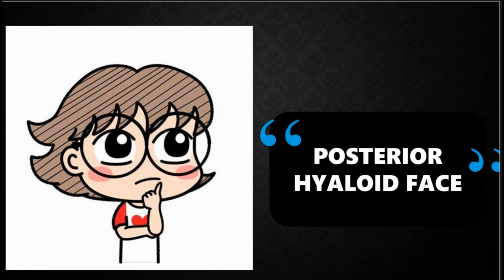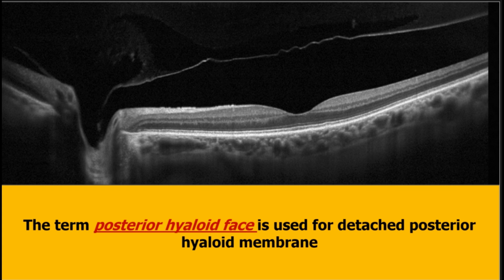Now, you might be thinking what exactly is meant by the posterior hyaloid face. The term posterior hyaloid face is actually used for the detached posterior hyaloid membrane. When the posterior hyaloid membrane, which is closely attached to the retina using laminin and fibronectin, gets detached from the retina, that is known as vitreous detachment, and that detached posterior hyaloid membrane is known as the posterior hyaloid face.